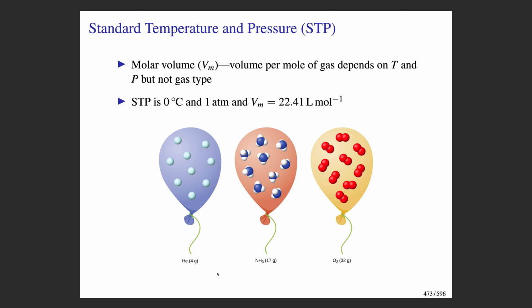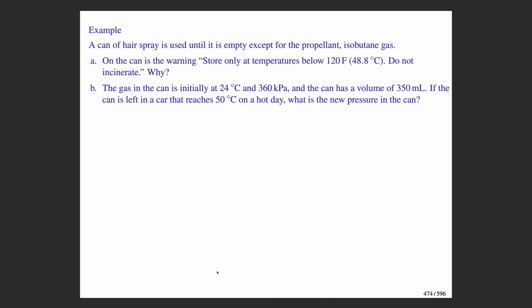At standard temperature and pressure, all gases have about the same volume per mole. It's about 22.41 liters per mole, give or take, and that's what we call the molar volume. So the volume per mole of gas depends on temperature and pressure, but seems to be independent of gas type. That's one of the features of the ideal gas, which we'll probably get to in the next video. For now, we're going to do several problems.